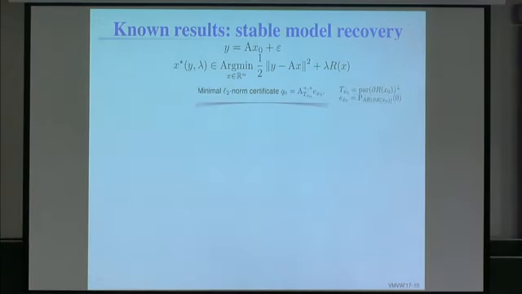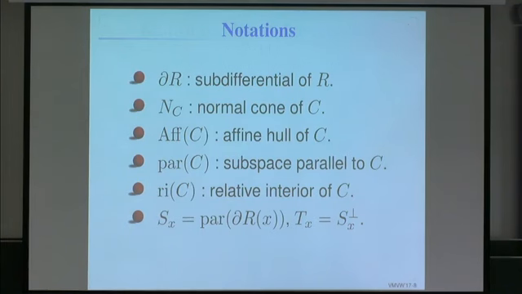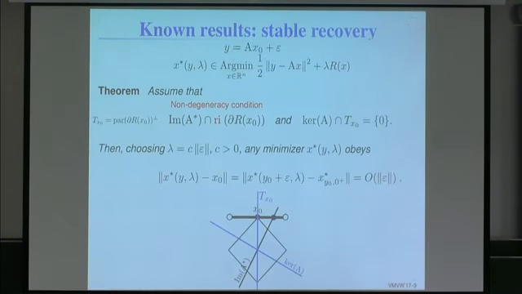Okay. Of course, I didn't say it, but under this condition, we can ensure that x0 is the unique minimizer of the noiseless problem. And of course, when the noise is equal to 0 and lambda goes to 0, you recover indeed that x star is nothing but x0.